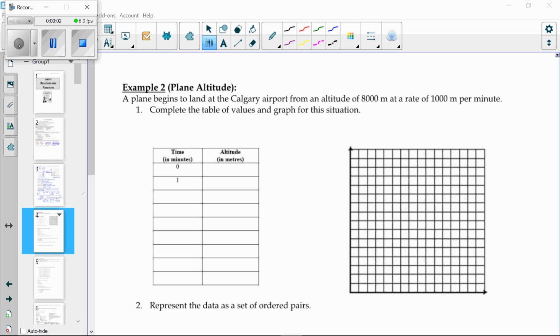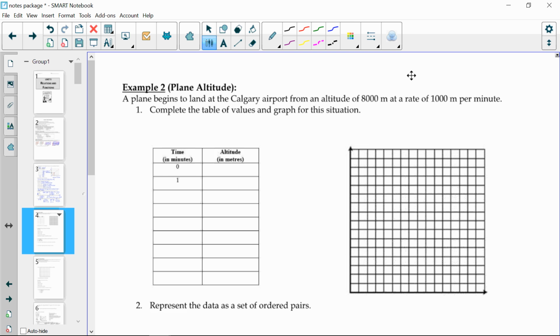Okay, on to example number 2. Example number 2, plane altitude. The plane begins to land at the Calgary airport from an altitude of 8,000 meters at a rate of 1,000 meters per minute. Complete the table of values and graph for this situation.